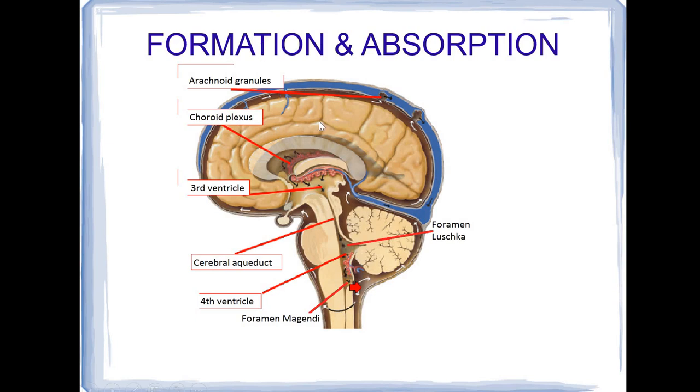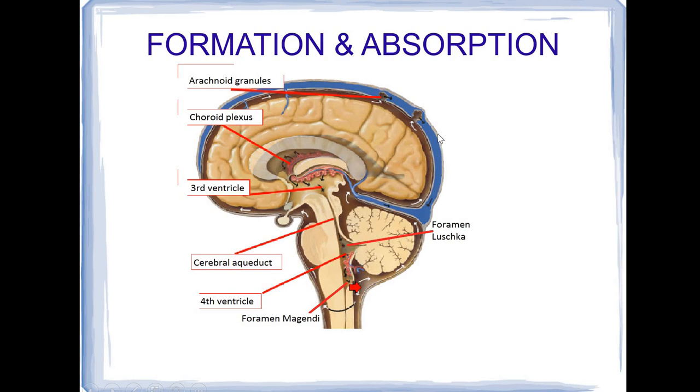Now this is a cut section of the brain where we can see the cerebrum, the cerebellum, and the medulla oblongata. These are the ventricles: the third ventricle, the fourth ventricle, and the lateral ventricle. These ventricles are lined by blood vessels referred to as the choroid plexus. These red things you see are the choroid plexus, and they result in the formation of the cerebrospinal fluid. Once it is formed here, it travels within the ventricles to the various foramina, and then it finally escapes into the arachnoid granules just below.